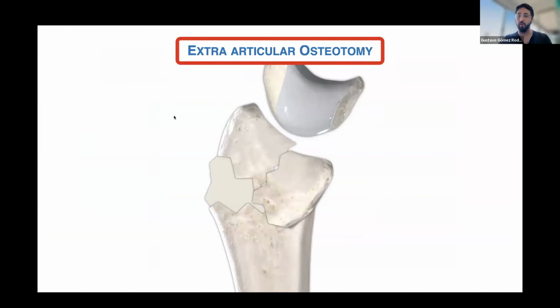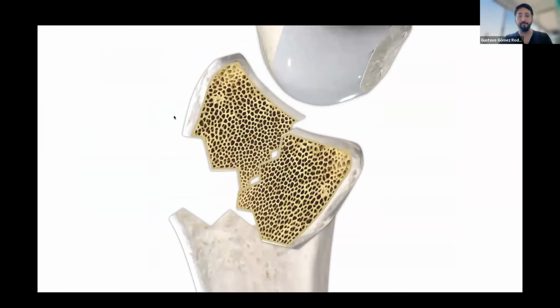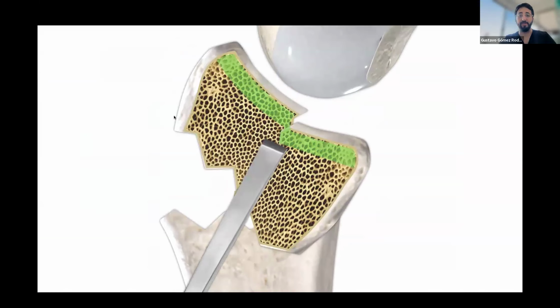So we start the procedure with an open approach. We remove the callus, and after that we make an extra-articular osteotomy until the subchondral bone, and we try not to go into the joint because we can do a new damage of the cartilage because we are not seeing exactly through the open approach the cartilage.